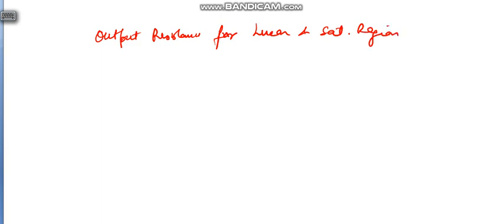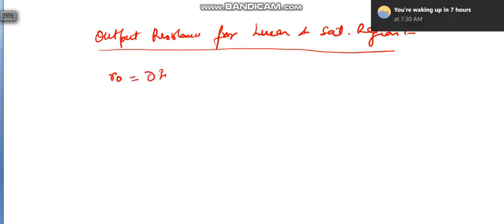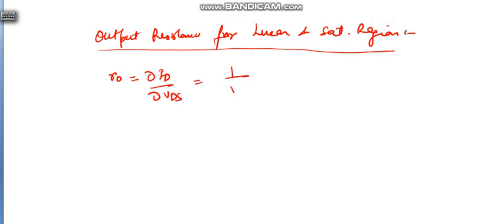Okay, now let's discuss output resistance for the linear and saturation region. For the saturation region, output resistance is defined as RO equals del VDS by del ID, and it is given by 1 by lambda ID. So it means if we increase ID, then RO is going to reduce.